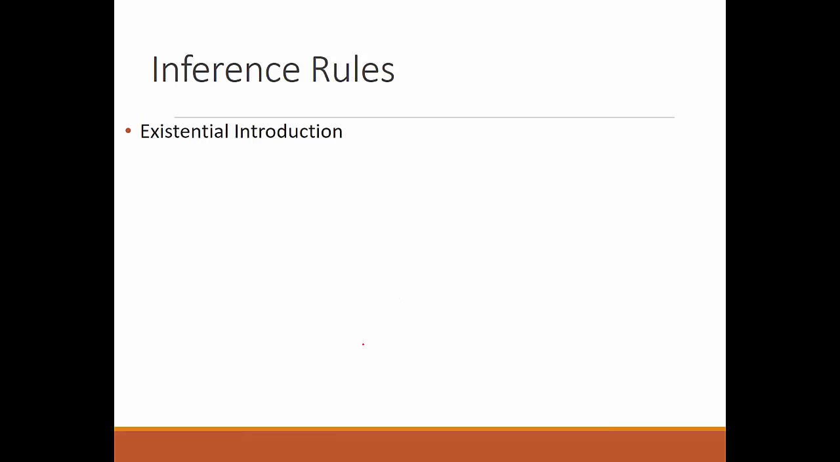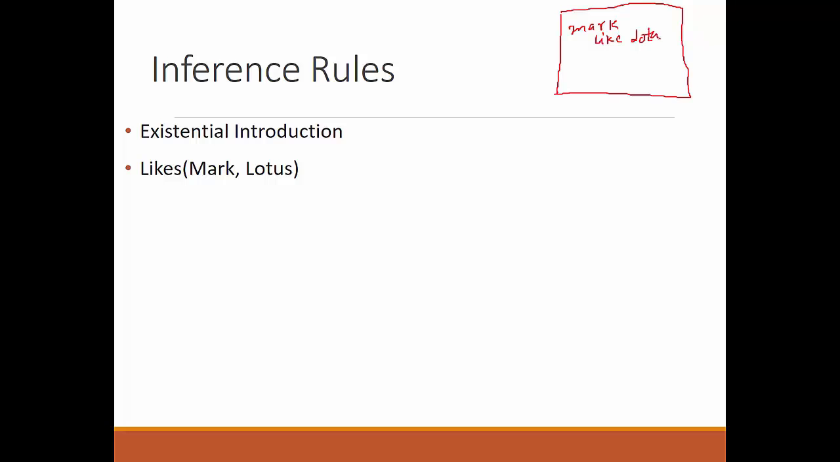Let's move forward. This is called existential introduction. Now we don't have any knowledge related to something like someone likes lotus. Now, if someone comes and says that Mark likes lotus, we update this in our knowledge base. Mark likes lotus. This is the only statement that we have.